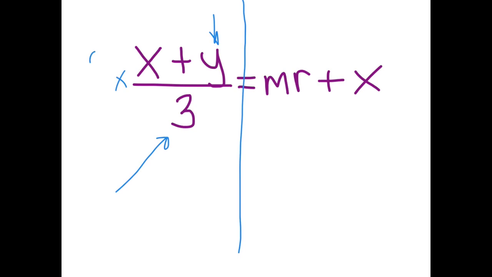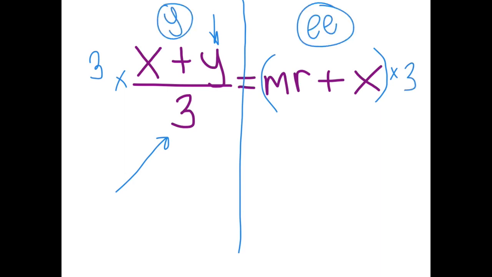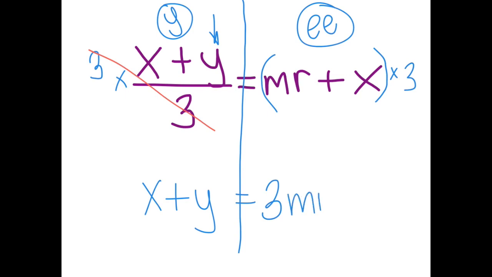So I multiply by 3. If you multiply on one side, you have to multiply everything on the other. One thing I did forget to do was choose a y side and choose an everything else side. Whoops. Notice when I multiplied by 3 on the left, the 3's cancel. When I multiply 3 on the right, both things in the parentheses have to be multiplied by 3. That gives me the answer x plus y, because the 3's canceled, equals 3mr plus 3x. Hey, we're getting closer.